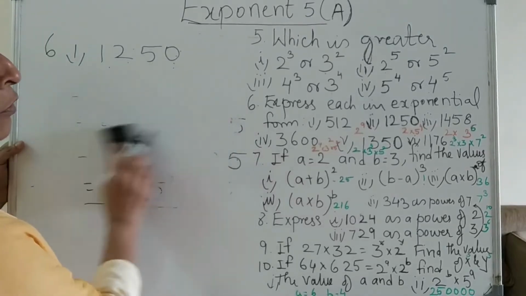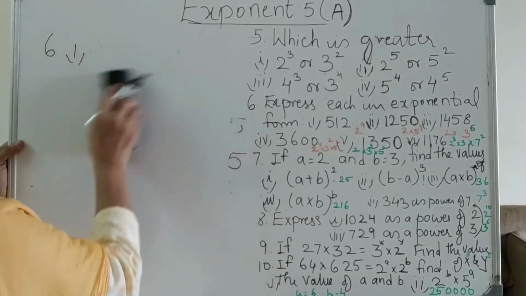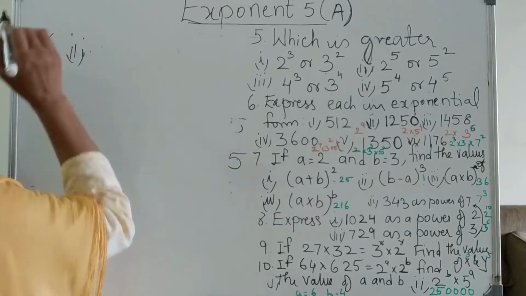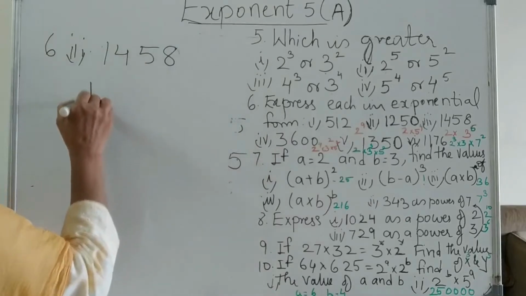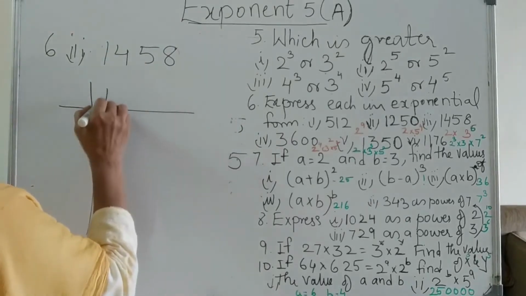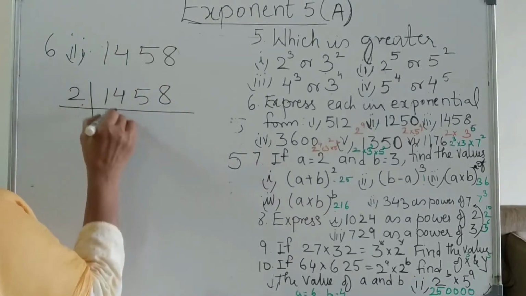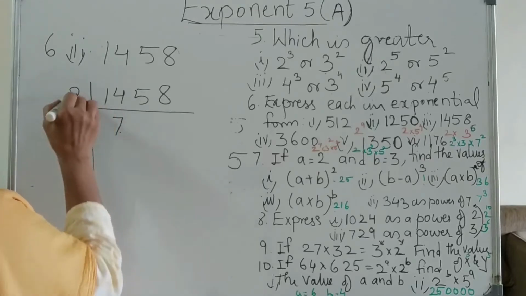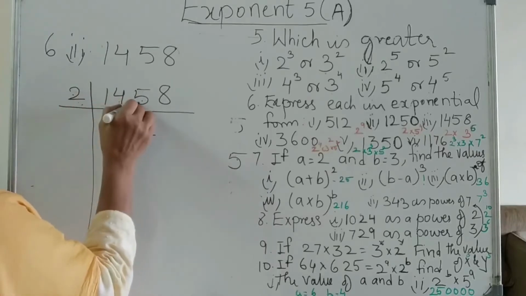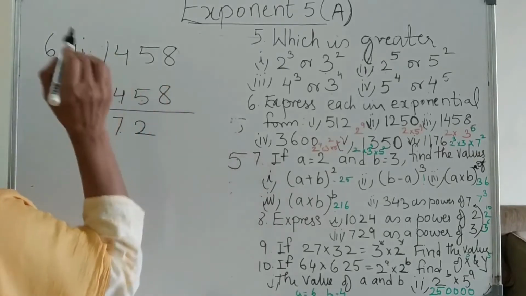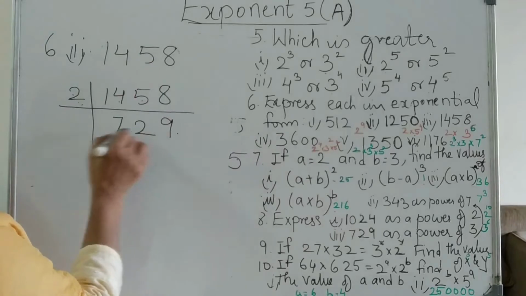Now next you see it is the third sum: 1458. Now let us do it vertically. 1458. You can start with 2. 2 7s are 14. Now you can take 4. 2 2s are 4. 1 is remaining. 1 will go here, so 18 is remaining. 2 9s are 18. Now this number would not go by 2.